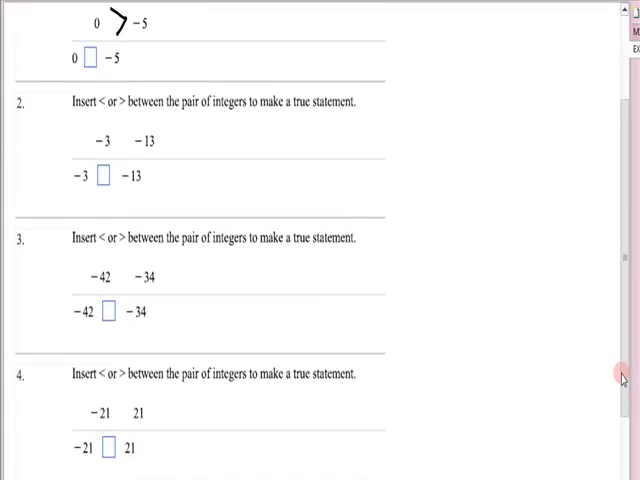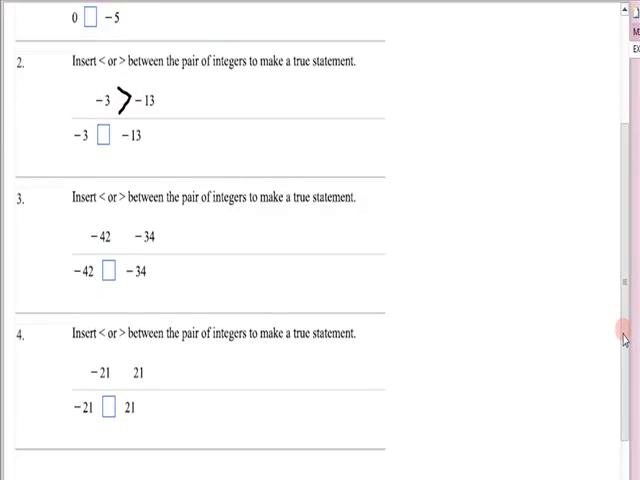Number 2, negative 3 compared to negative 13. Well, the more negative you are, the smaller you are. So negative 13 is the smaller number. Negative 3 is the bigger number. You're writing it from left to right, so negative 3 is greater than negative 13.